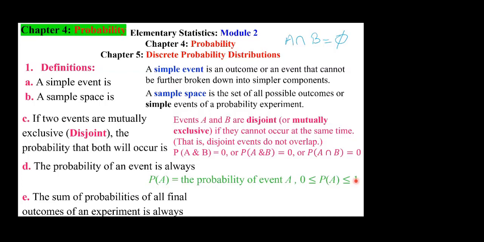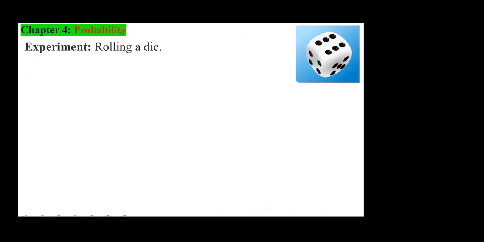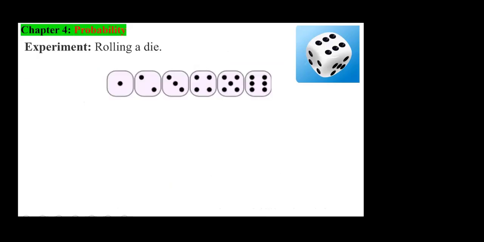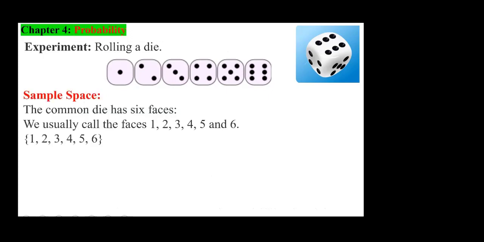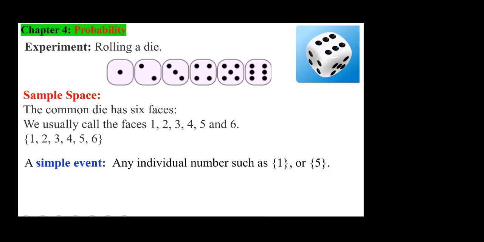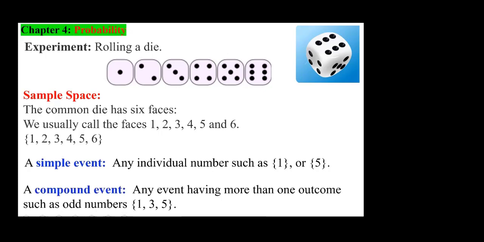The sum of the probabilities is always 1. They must add up to 1. Just to explain the concept, let's look at this experiment of rolling a die. A regular die is 6-sided, and we have the sample space of 1, 2, 3, 4, 5, and 6. A simple event would be an individual number such as 1, 5, you name it. A compound event would be any event having more than one outcome. An example, if you are interested in getting odd numbers, that would be 1, 3, 5, and that's an example of a compound event.